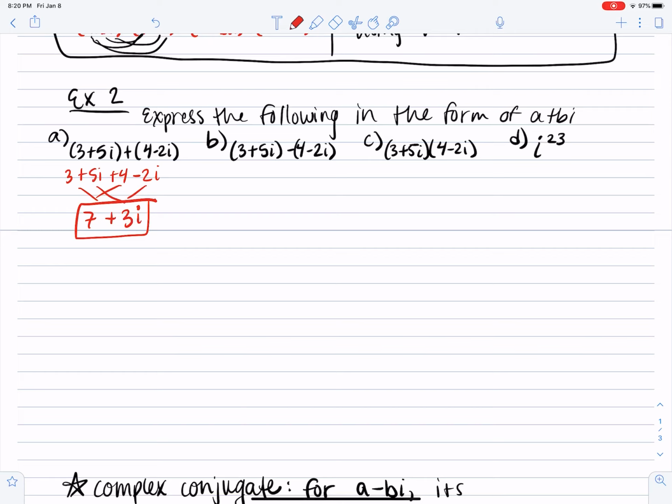For b, remember, for any minus in front of parentheses, you're going to multiply that negative through, and that'd be like subtracting from both, which is what it said we're going to do. So we just rewrite the first thing the same, and then you change all of the second values. So that negative 2i becomes positive, and then you combine what you know. So this becomes negative 1. You always put the real number first, even if it's negative, and then plus 7i.